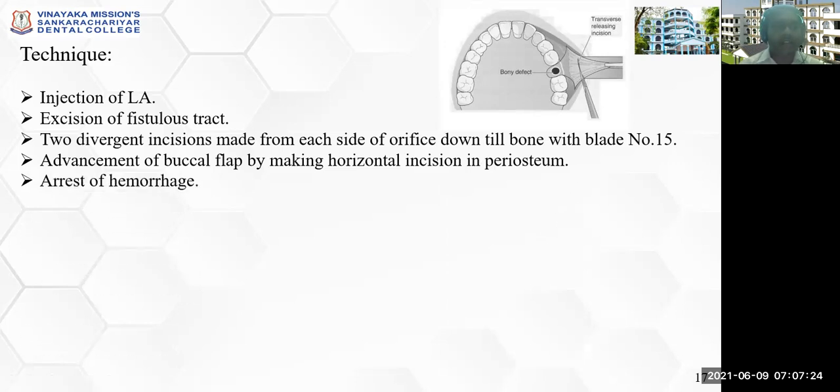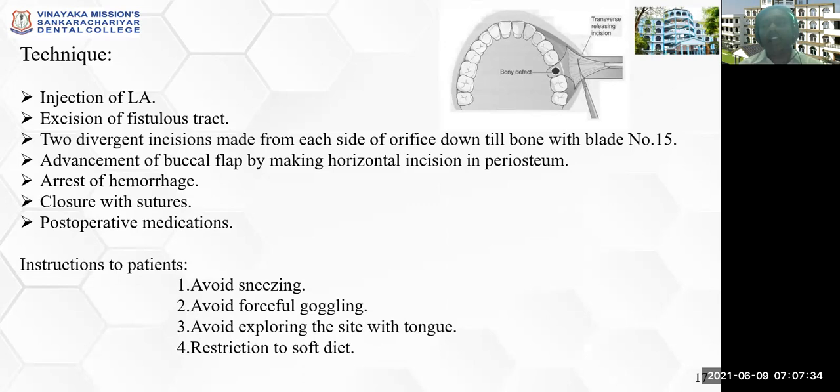If there is any hemorrhage, you have to arrest that and close with sutures, and you have to give the medications, antibiotics, analgesics. The most important thing, you have to give specific instructions to these patients. They have to avoid sneezing, avoid forceful gargling, avoid exploring the site with the tongue, and restrict the diet; usually they have to take a soft diet, and basically they have to avoid negative pressure. They should not suck with a straw, they should not smoke, all those things. The negative pressure will cause a problem in the fistulous region, so they have to avoid that. The specific instructions have to be given.